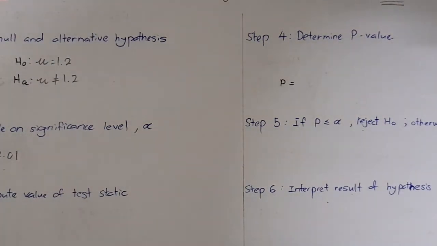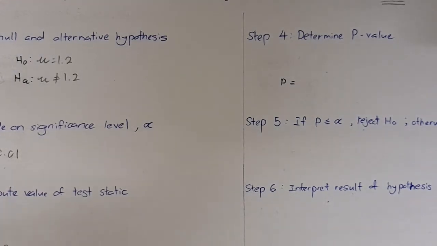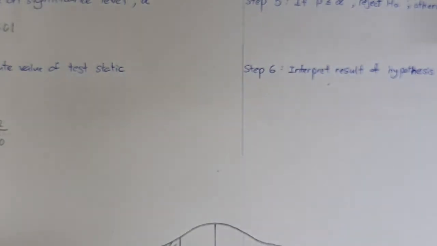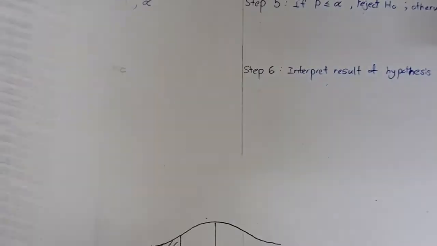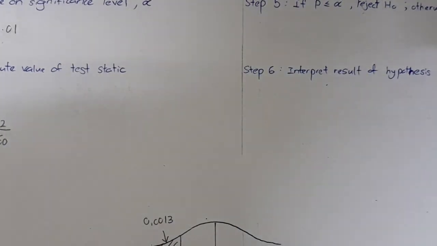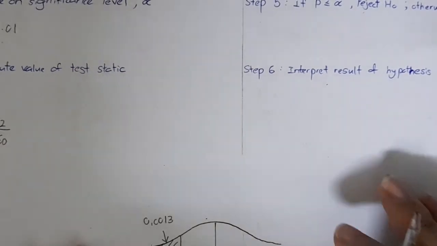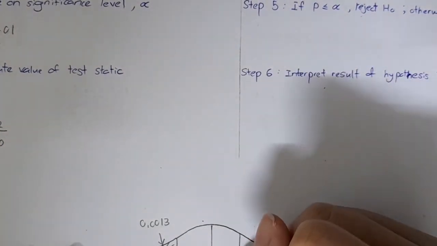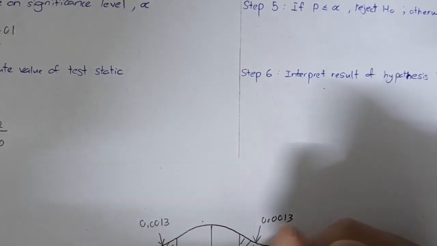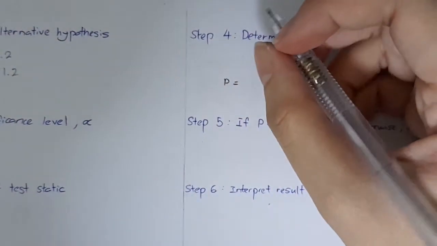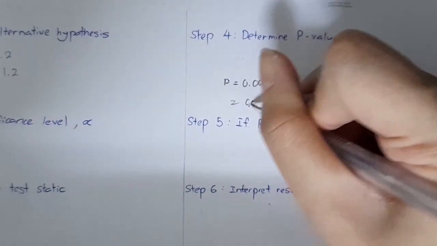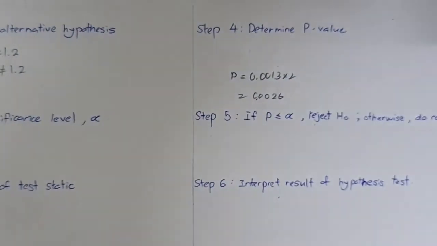Step 4, determine the p-value. From step 3, we get the value of z equal to negative 3. From table 2, we can know that this area is equal to 0.0013. This is the area for the left tail test. For this case, the p-value is equal to the sum of two areas, which are the two tail test. So it is equal to 0.0013 times 2, which equals 0.0026. This is the p-value.